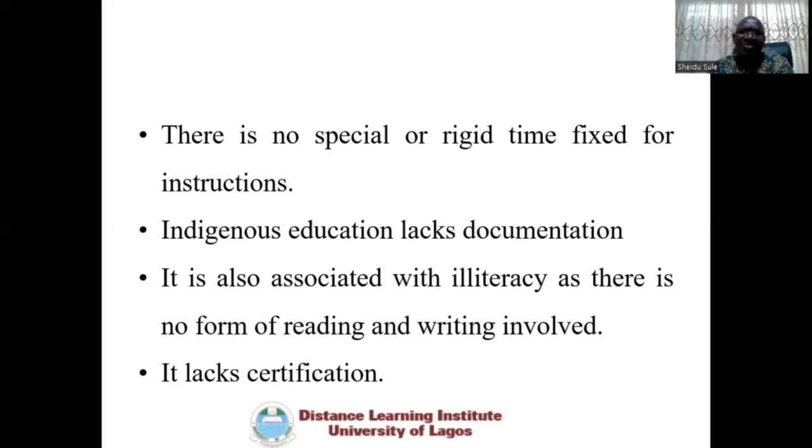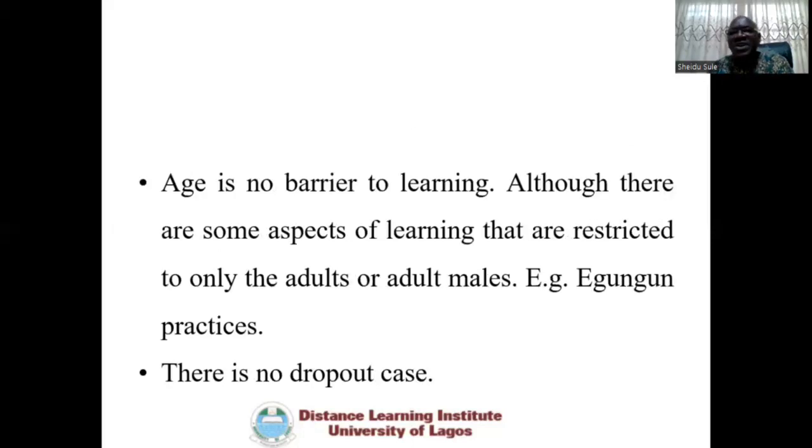It lacks certification. Unlike the modern system of education or Western education, where at the end of the school term or upon graduation you are certificated, African traditional education is not like that. It lacks certification. Age is no barrier to learning. There is no dropout case, as learning is continuous. It's a lifelong affair.